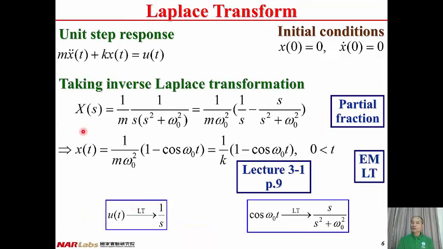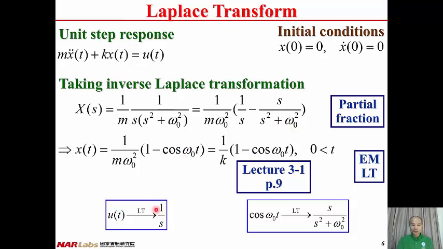And here's the Laplace transform of x(t) equal to 1 divided by m, times 1 divided by s times (s squared plus omega 0 squared). And from partial fractions, this fraction can be decomposed into two fractions. One is 1 divided by s, the other is s divided by (s squared plus omega 0 squared).